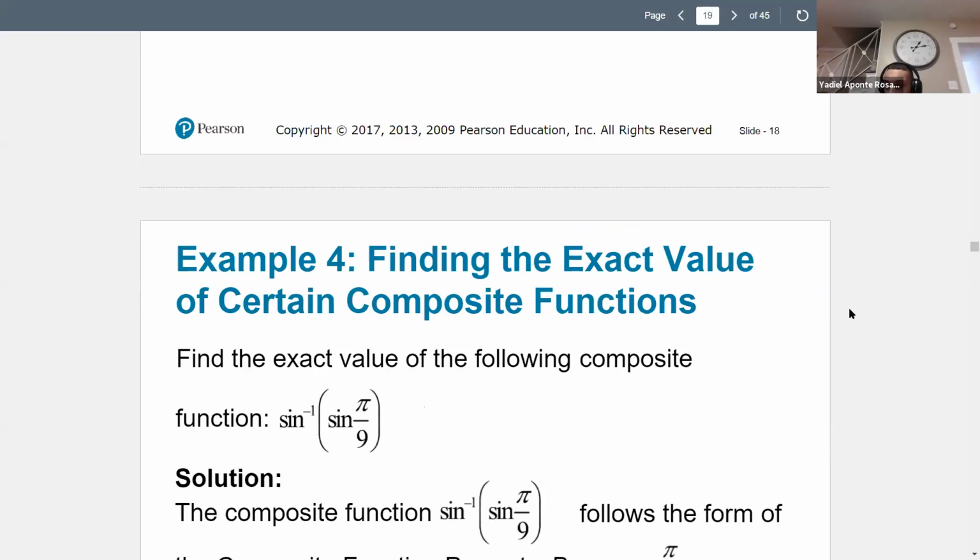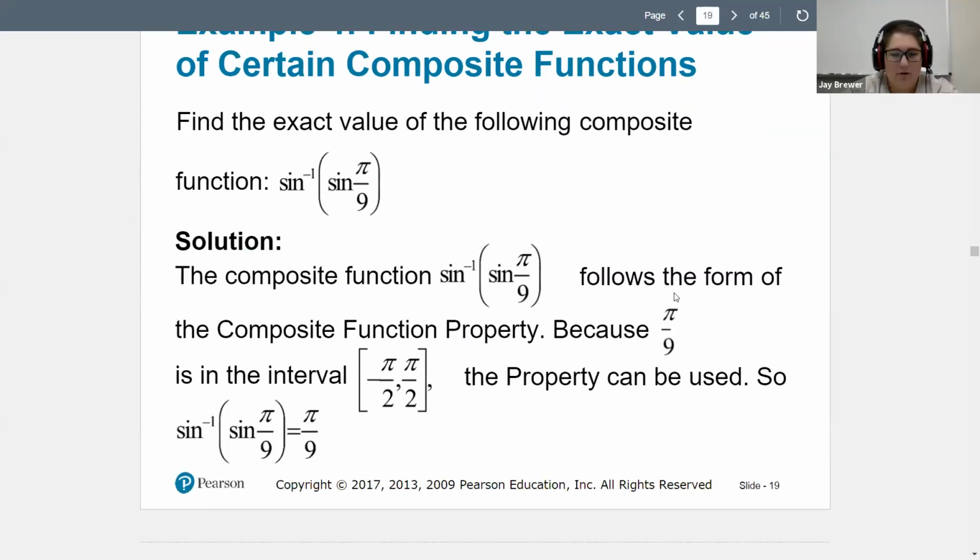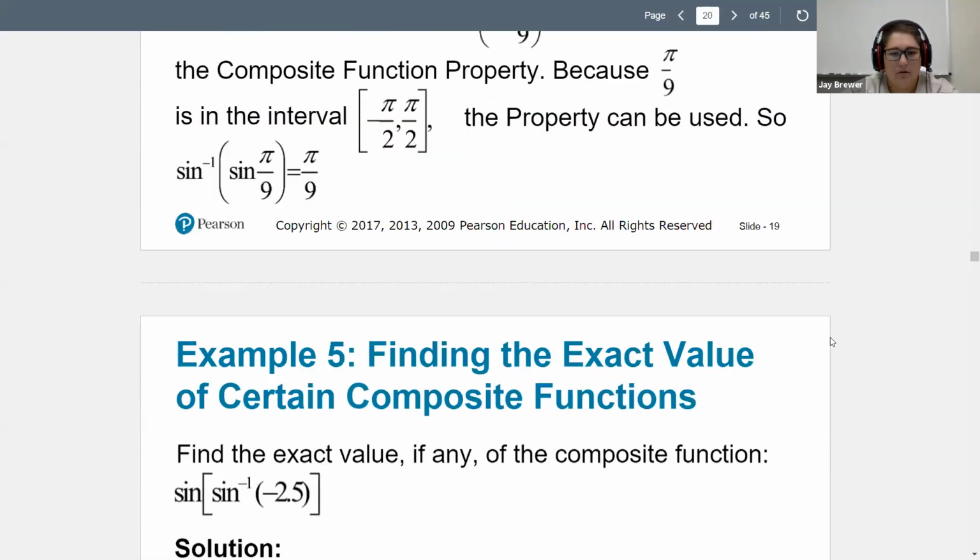Yes, perfect. Okay. Because pi over 9 falls within the interval, then you can just use the property. All right. What if we had to find the exact value for sine inverse of negative 2.5? If you need to, go back to the property and look at it. If you want me to, I can scroll back. If not, hopefully you wrote it down.